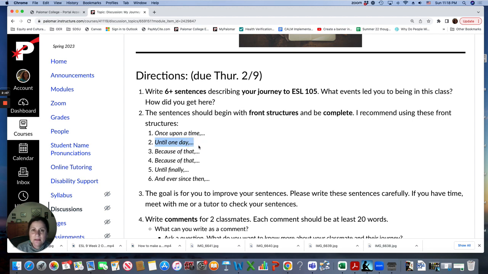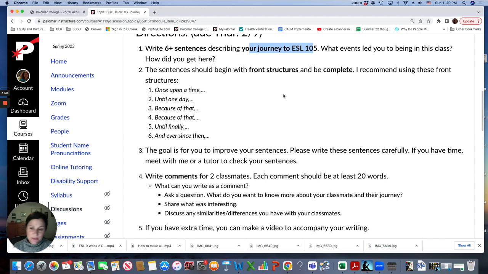Until one day, comma, I applied for a visa to move to the United States. Because of that, I had to wait to see if I could get the visa, and because of that, I was very excited but nervous until finally my visa was approved, and ever since then I have been living in the United States and working on improving my English. Okay, so that's an example of a story explaining how did you get here to this class, okay? Or to the United States, or to where you are today.